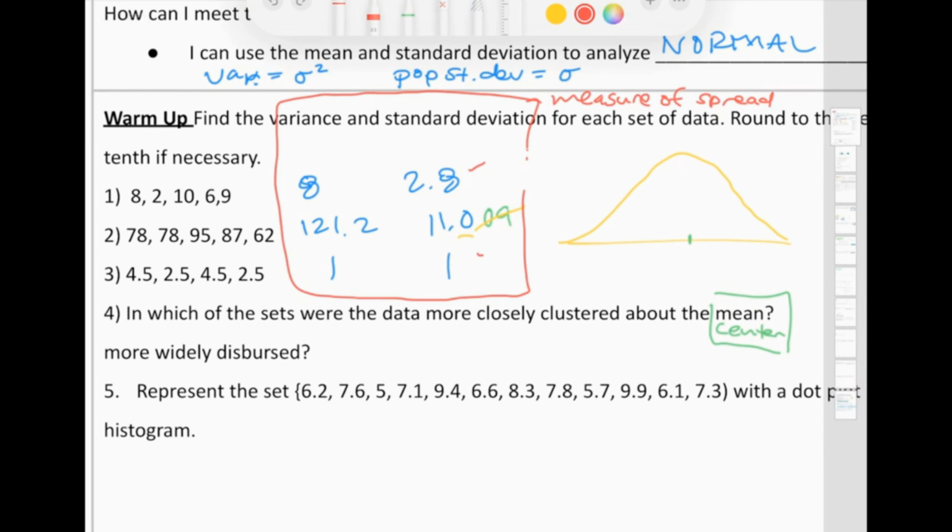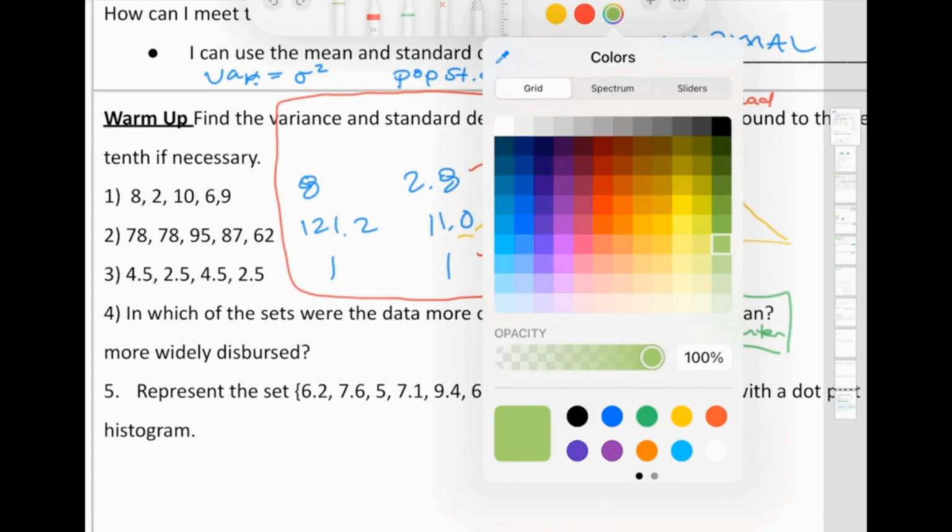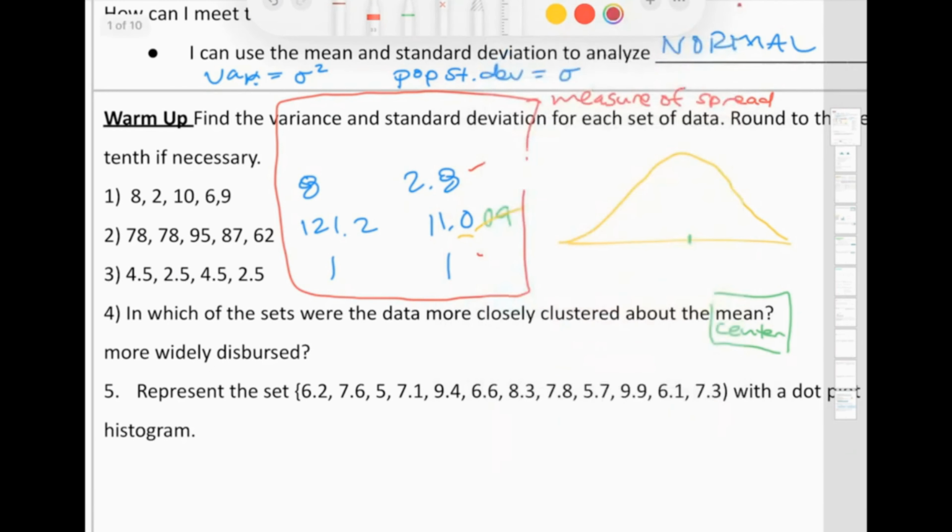But if they are a big number, like 11, then they're really far spread out. Okay, little spread around the center like jam, strawberry preserves, or if it's a large spread, it's really spread out. So which of the sets were more clustered around the mean, which means they would have a small spread? I would say in that one, number 3 had the smallest one.